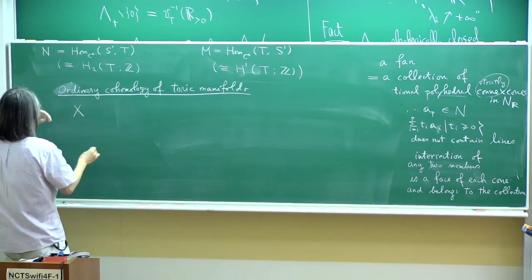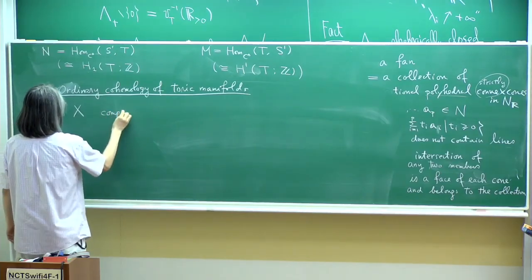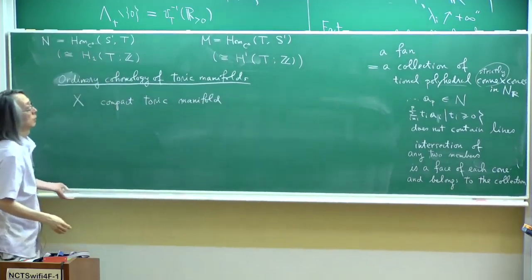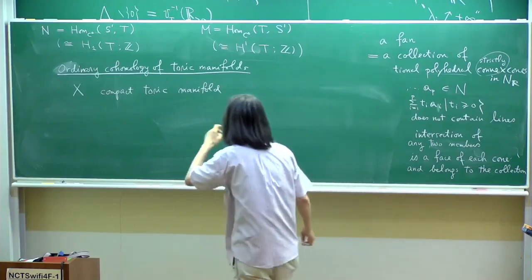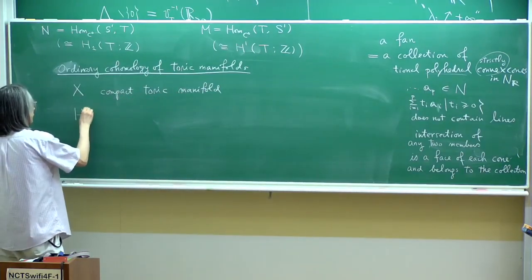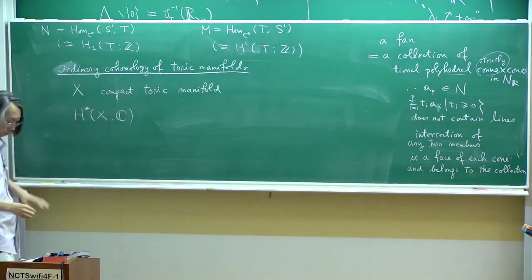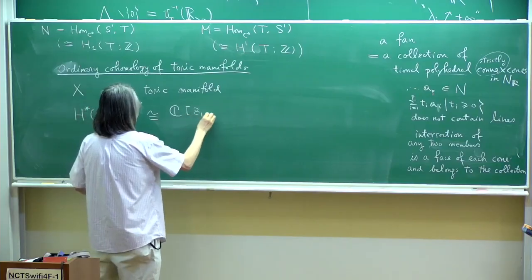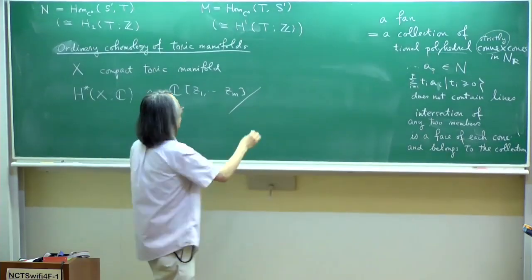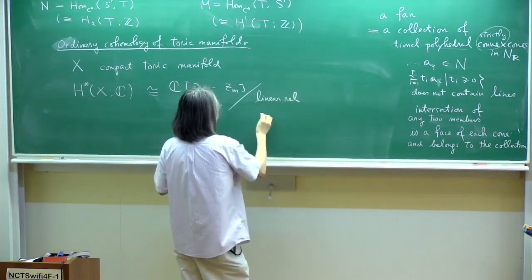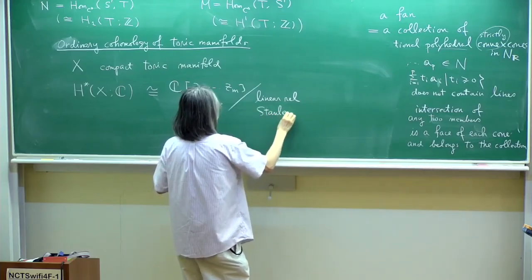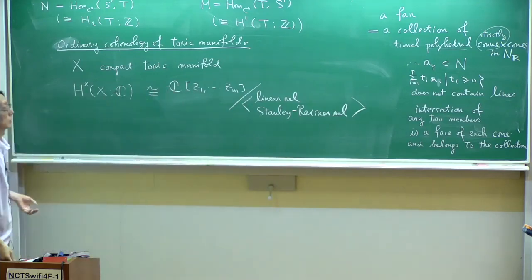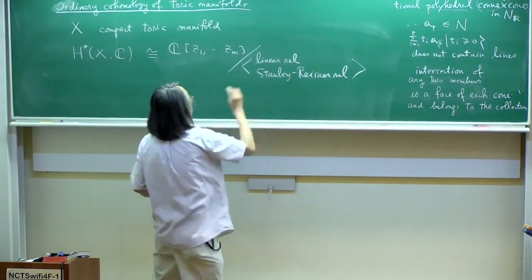So if X is this compact toric manifold, corresponding to some fan here, and then you consider the cohomology of X, maybe integral coefficient may also be okay, but today I only need complex coefficient, so I just write C. It is C[Z1, ..., Zm] modulo the so-called linear relation ideal and the Stanley-Reisner relation ideal, and then consider the ideal generated by this. So I just tell you what the linear relation is and what the Stanley-Reisner is.